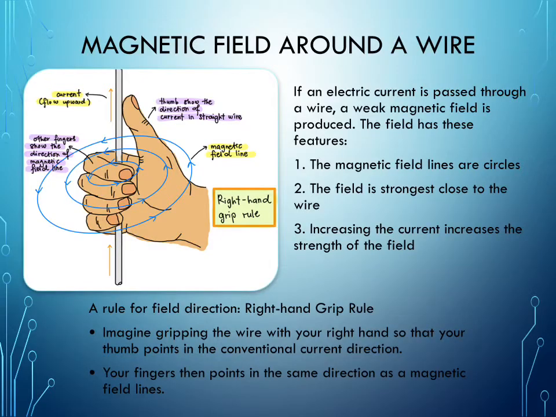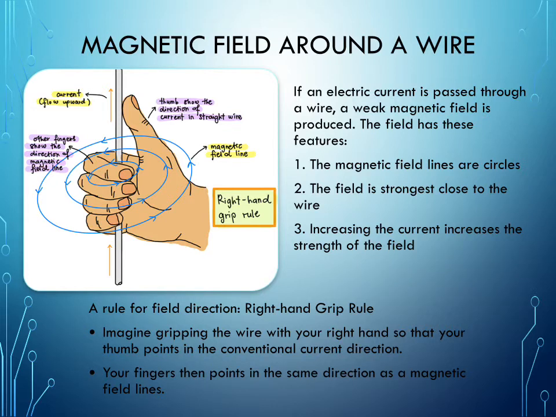Alright, so the first one, magnetic field around a wire. A wire means a straight wire. If an electric current is passed through a wire, a weak magnetic field is produced. Remember, if the electric current is passed through a straight wire, a weak magnetic field is produced. The field has these features. Number one, the magnetic field lines are circles. The field is stronger close to the wire.